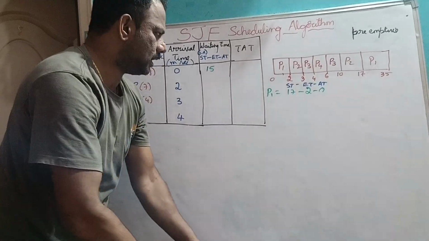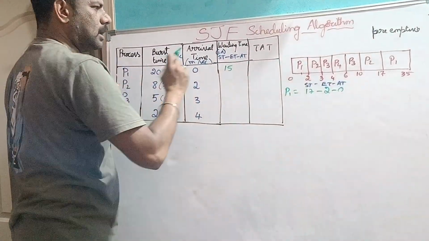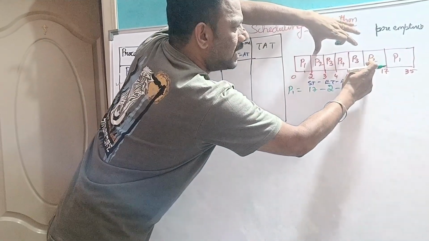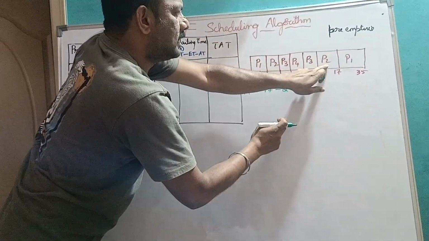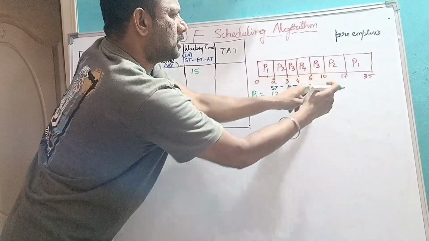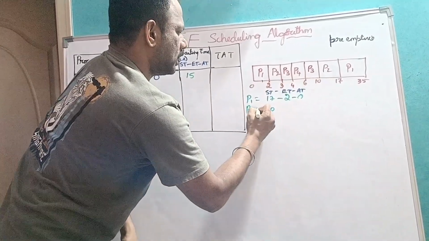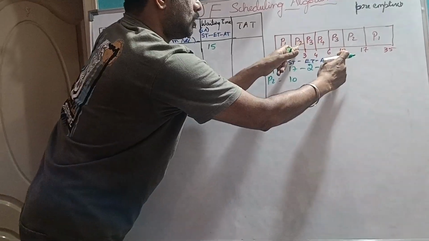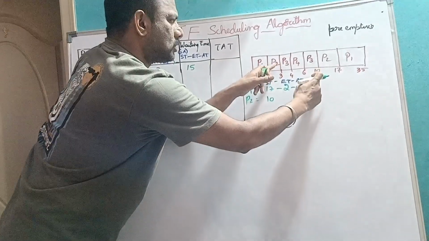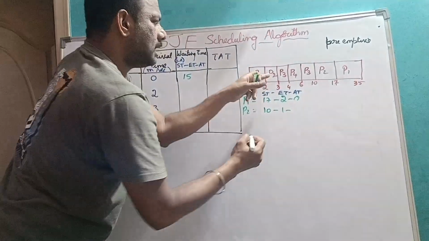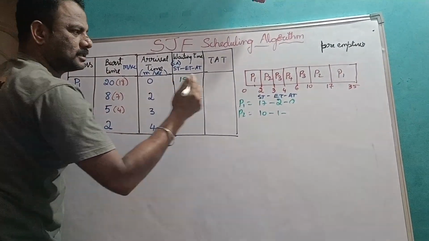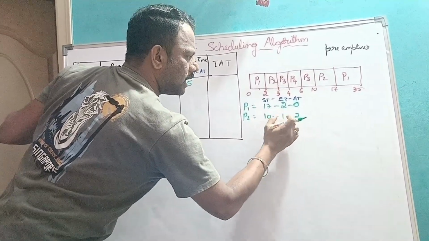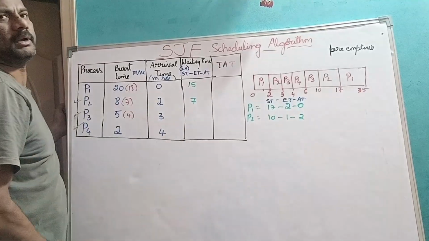Now similarly for P2. Check P2, it occurs 2 times, so this is the last occurrence. The last occurrence starting time is how much? 10 milliseconds. Minus its execution time. Check whether it executes. Yes, it executes for 1 millisecond, from 2 to 3. So 10 minus 1, minus its arrival time. It arrived at 2 milliseconds, so minus 2. 10 minus 1 is 9, minus 2 is 7. So 7 milliseconds waited in total.